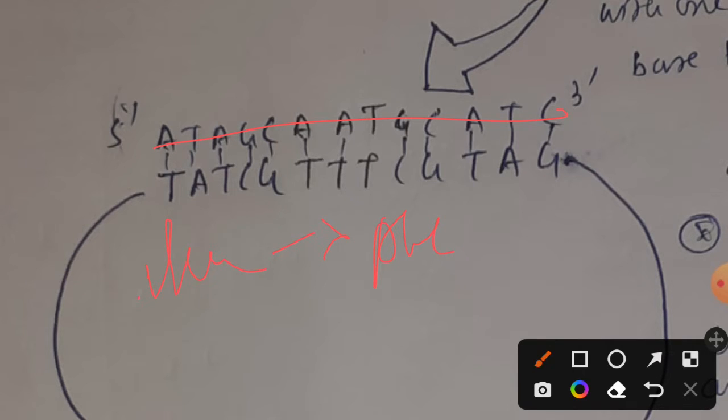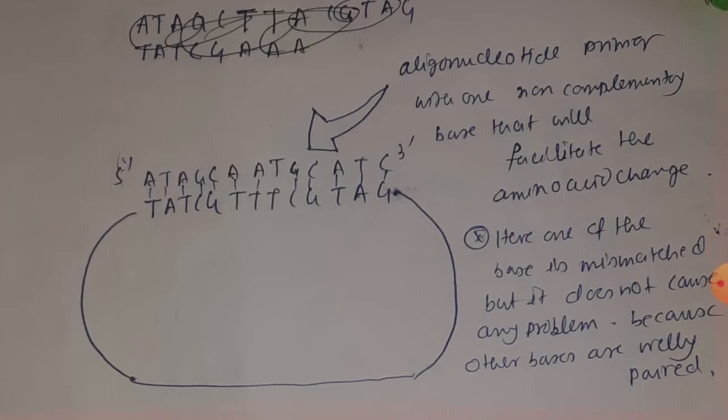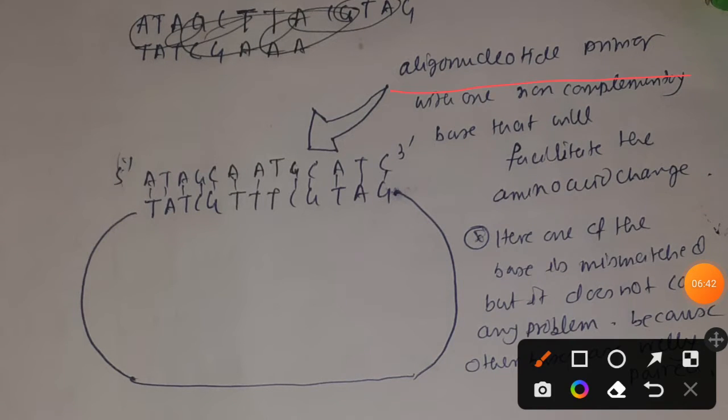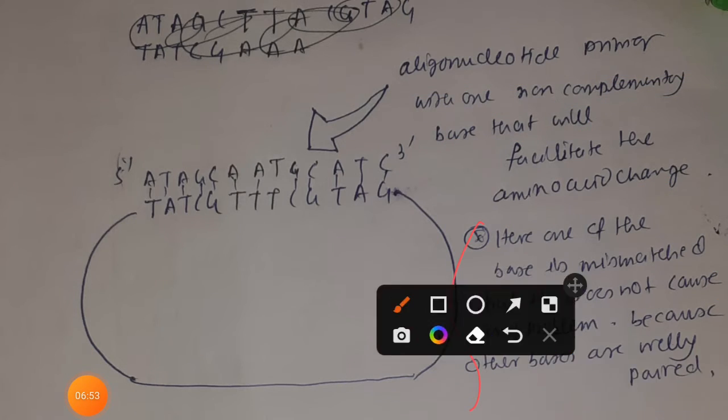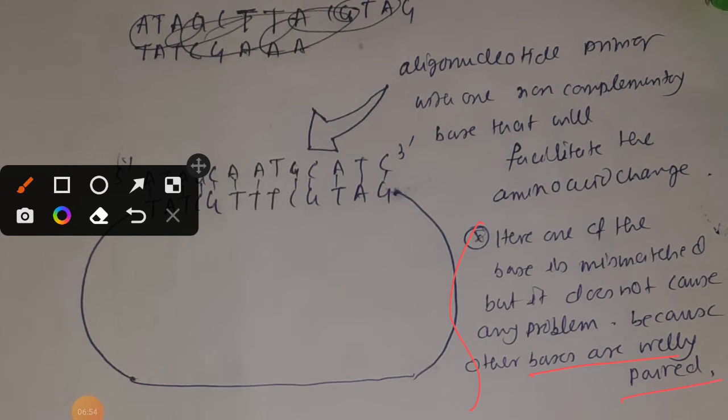So let's discuss how it will happen. Here I have written that this is the oligonucleotide primer with one non-complementary base that will facilitate the amino acid change in the protein. Now here one of the bases is mismatched, but it does not cause any problem because the other bases are well paired.